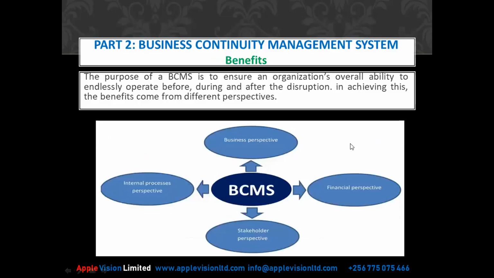Then let's look at the benefits of BCMS. The purpose of BCMS is to ensure an organization's overall ability to endlessly operate before, during, and after the disruption. So once you have a BCMS in place, you are able to continuously supply your goods or services, or operate before, during, and after a disruption. So irrespective of the time frame when the disruption occurs, you can still operate within acceptable limits.